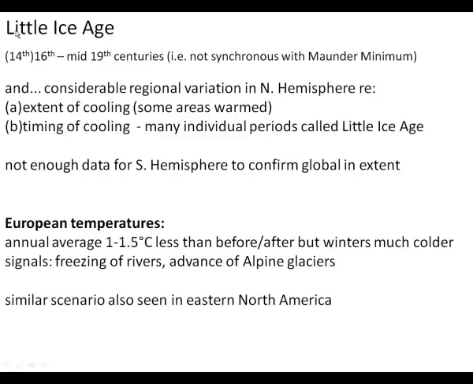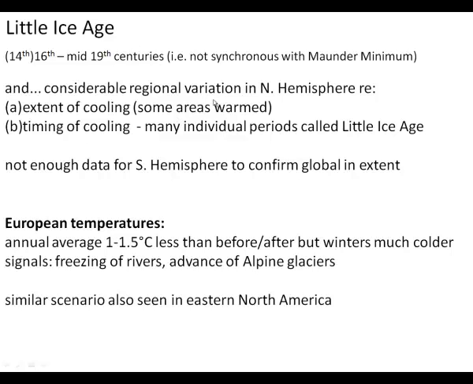Some people would start it as early as the 14th century and would have it run then up to the mid-19th century. Others identify it as an interval of time from the 16th to the mid-19th centuries. The key is it's not actually synchronous with the Maunder minimum, which straight away makes us think that the fluctuation and the reduction that we're seeing in sunspot activity can't be the sole cause of this phenomenon known as the Little Ice Age.